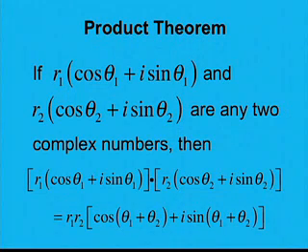If r1 times (cosine theta 1 plus i sine theta 1) and r2 times (cosine theta 2 plus i sine theta 2) are any two complex numbers, then if we multiply those two together, that will equal r1 times r2 times brackets cosine of (theta 1 plus theta 2) plus i sine (theta 1 plus theta 2).